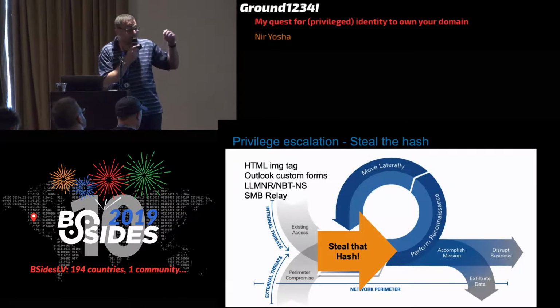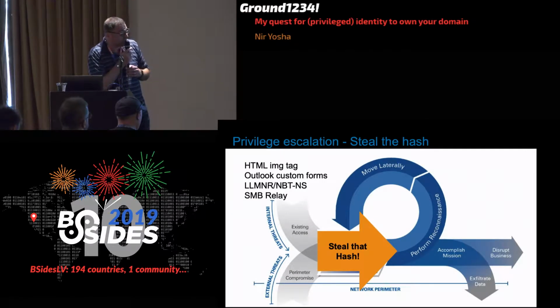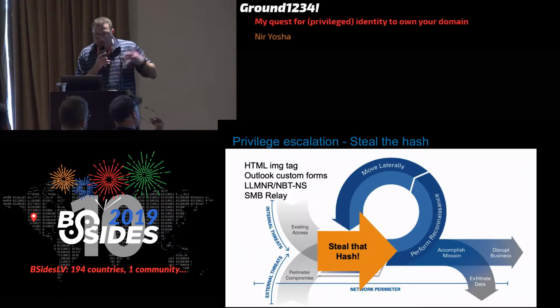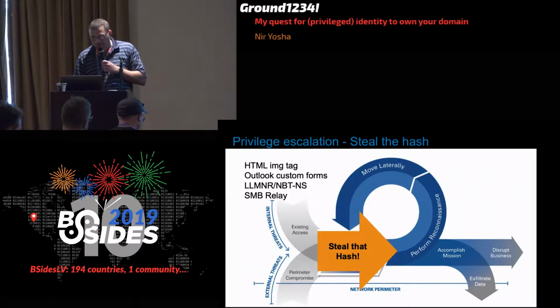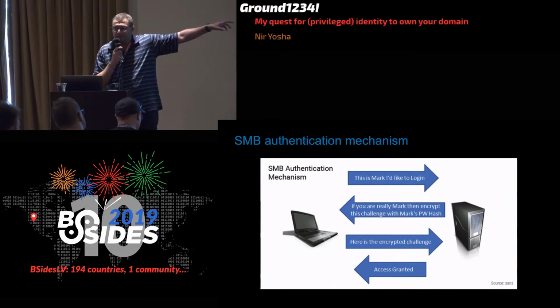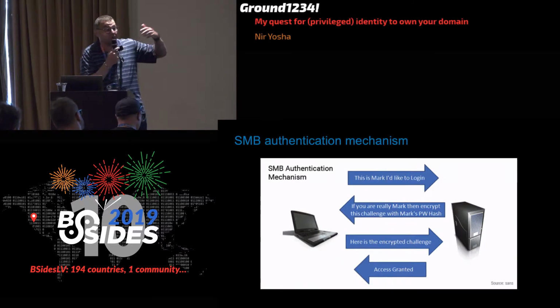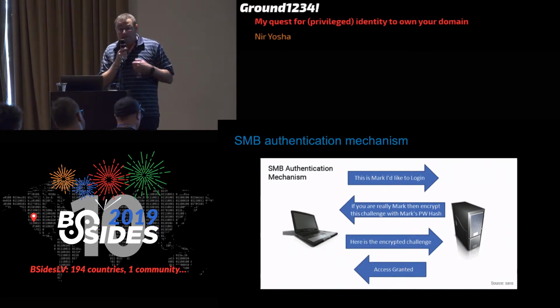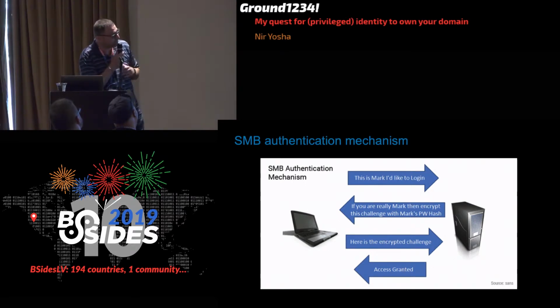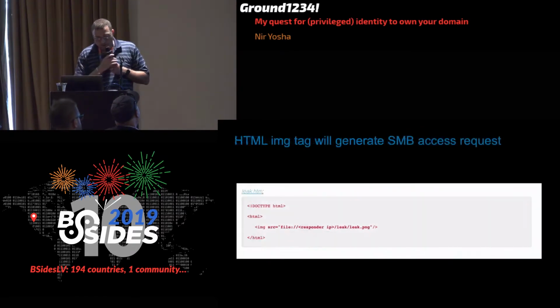So the other way of getting information is by stealing the hashes, which is tricking users to authenticate with you. There's a couple of ways to do that. A lot of them are based on the SMB authentication mechanism. If you're familiar with SMB authentication, the way it works is if I want to access a shared drive, the server is asking me to encrypt a challenge with my password hash. If it's encrypted and verified by the server, they grant me access. Otherwise, access is denied.